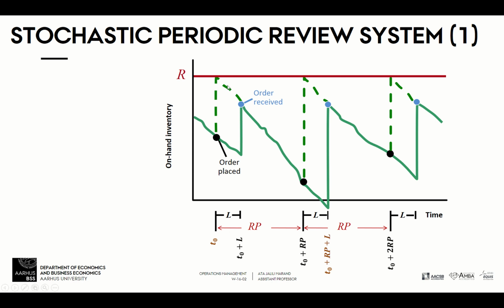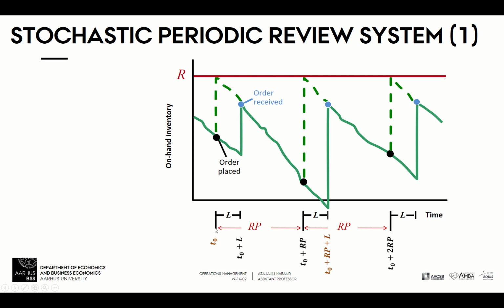The dashed curve shows the inventory position, which, if you remember, was the summation of the inventory on hand and the inventory on order. When we make an order to increase the inventory to level R, the inventory position increases to level R. And when we receive that order, the inventory position and inventory level equate to each other. Time goes by and we reach time t0 plus Rp.